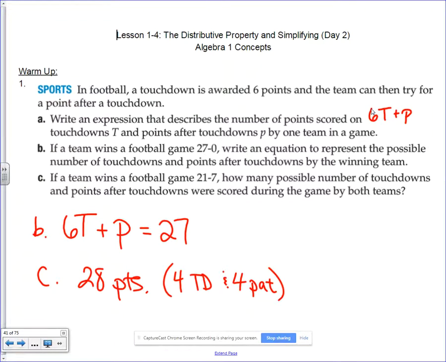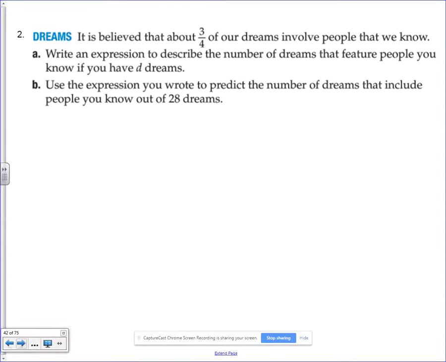Let's do the dreams problem here. It said, it is believed that about 3/4 of our dreams involve people that we know. Write an expression to describe the number of dreams that feature people that you know if you have D dreams. That says 3/4 of people. What does that little word of mean to do? You got it, multiply. So how do I show 3/4 of our dreams? 3/4 D. Good. And that's an expression just like they asked me for. There's no equal signs in there.